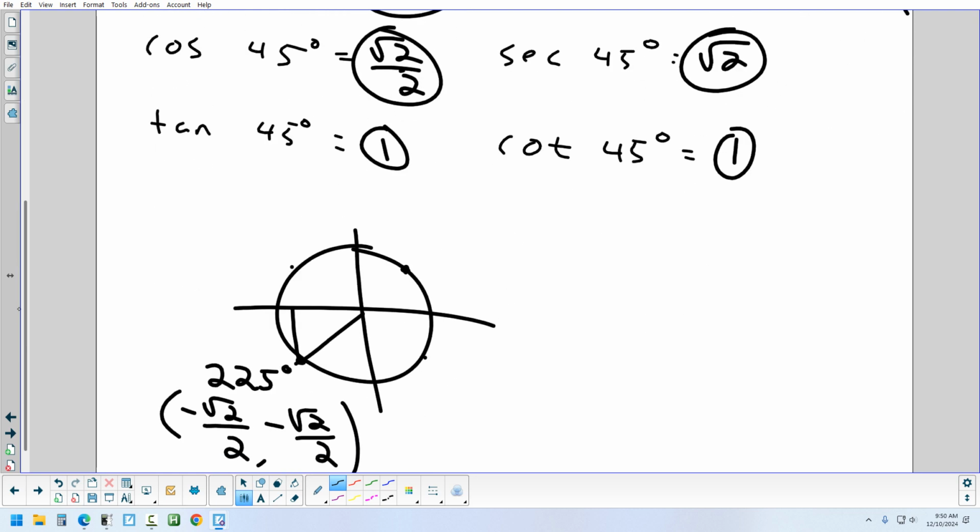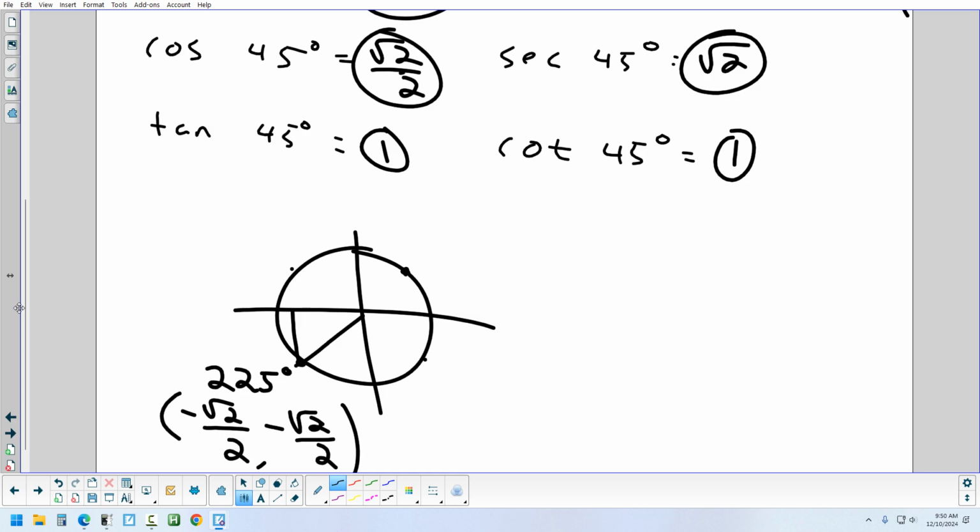So that's more of what we'll focus on tomorrow. Okay, we'll focus on doing the 45s and other quadrants, and then I'll show you how to do the 30s and the 60s. We didn't do those at all.